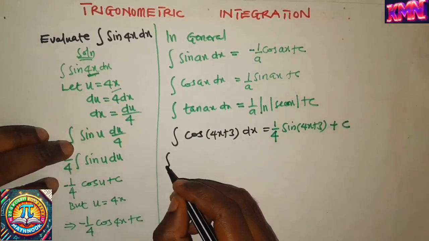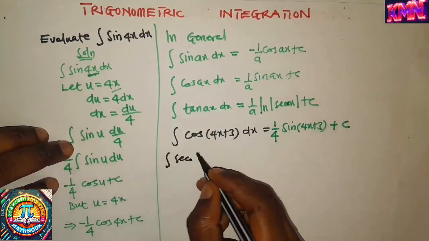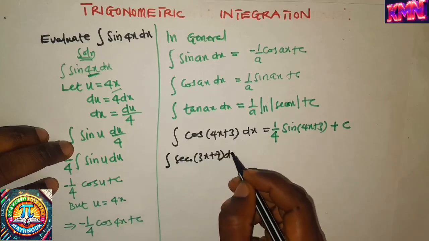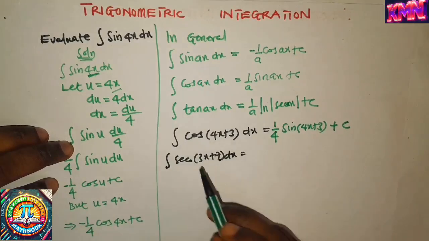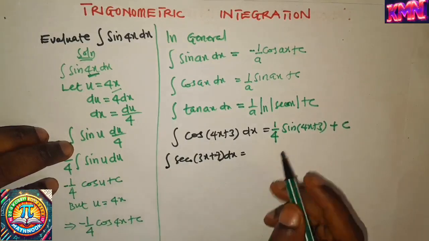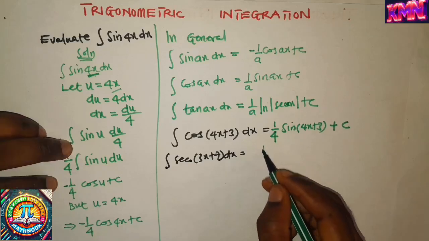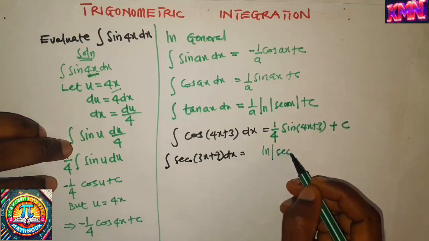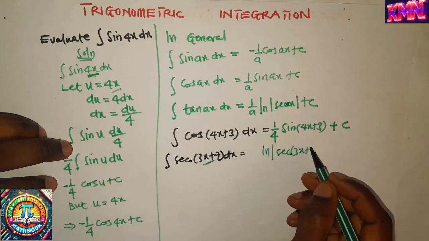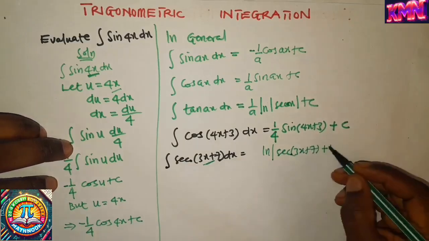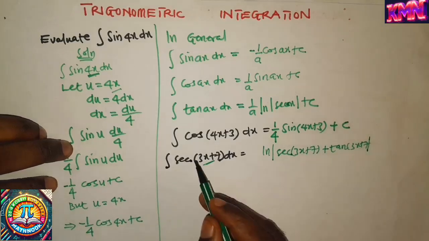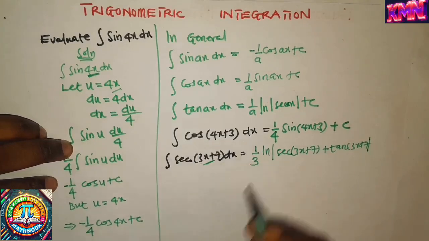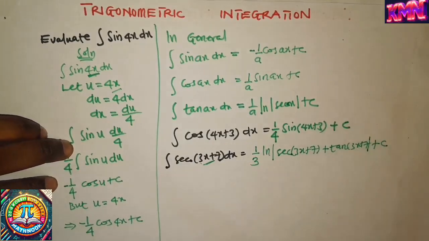Let's consider the integral of sec 3x plus 7 dx. Applying the generalization form, it simply means when we integrate sec of a particular function, that gives us ln of sec 3x plus 7 plus tan 3x plus 7, then the differential of the argument, that is 3, and we reciprocate that, plus the constant of integration.